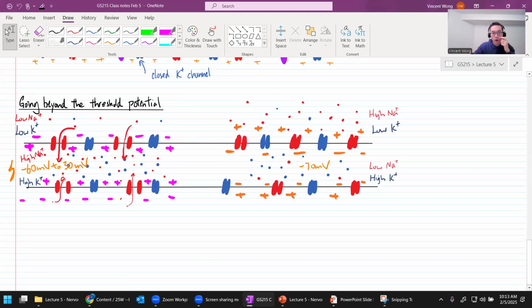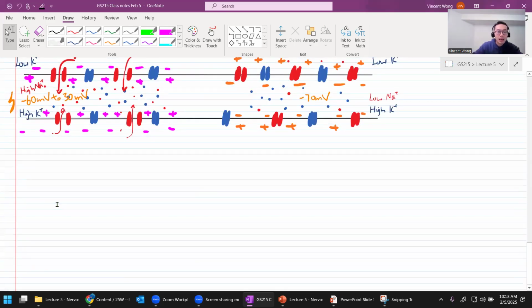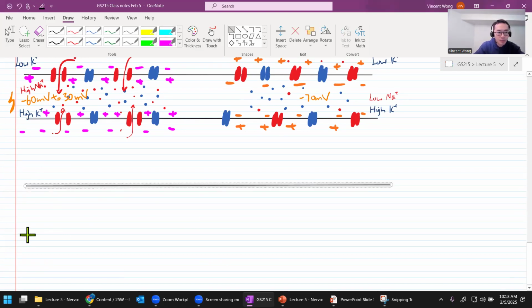So let's draw one more picture. This is the last one we're going to draw. I know it's very messy. So take the time to reorganize it if you need to.